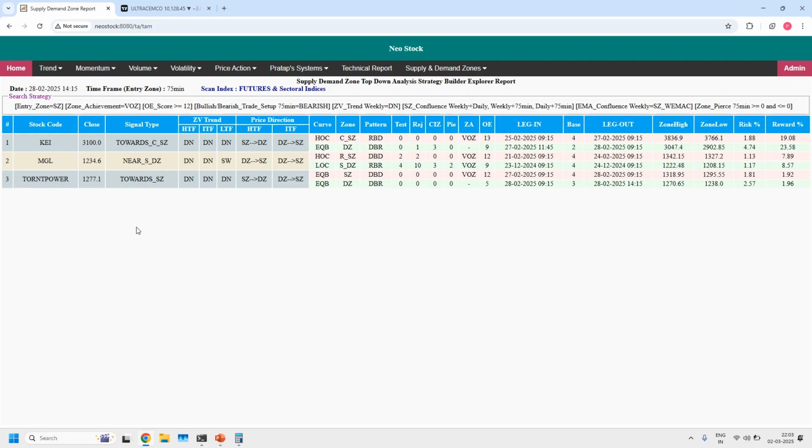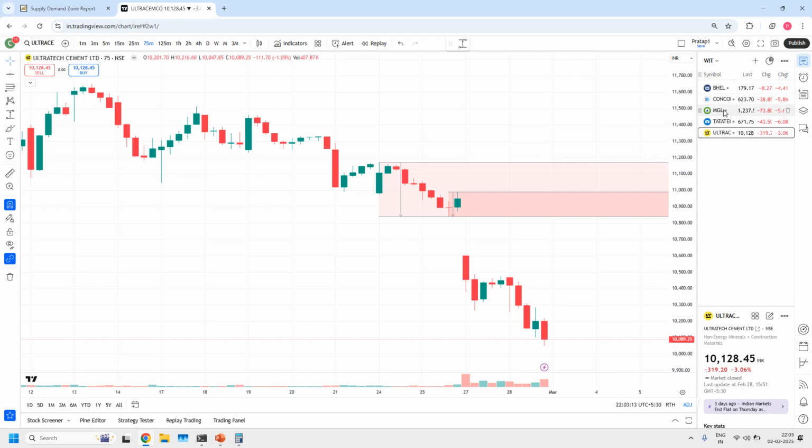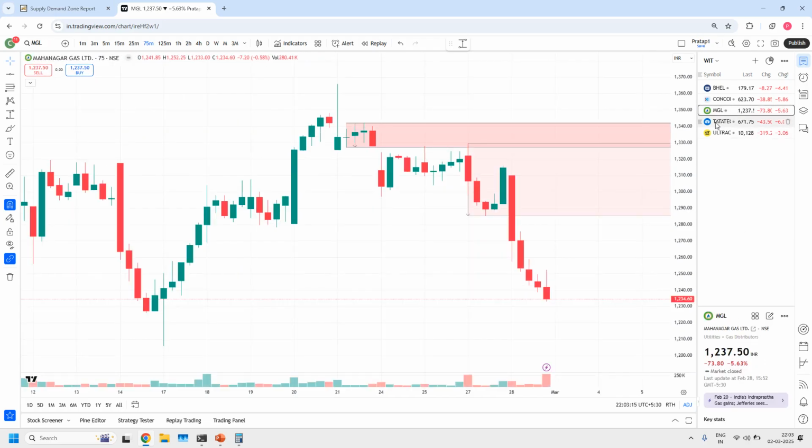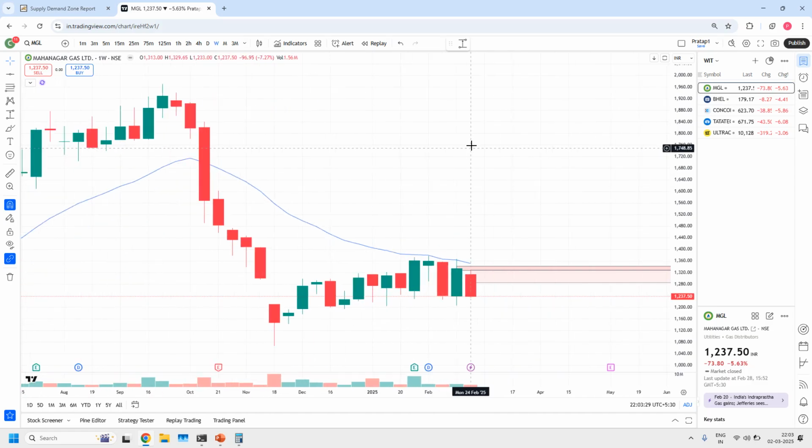In these 3, MGL is already identified here. Maybe because of MGL's lower time frame zone horizon, maybe that's why it is very powerful. Okay, MGL is having all 3. It should be inside weekly. Let's go to the weekly time frame. We are in the weekly.